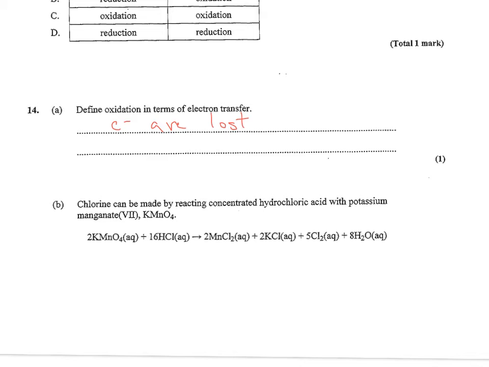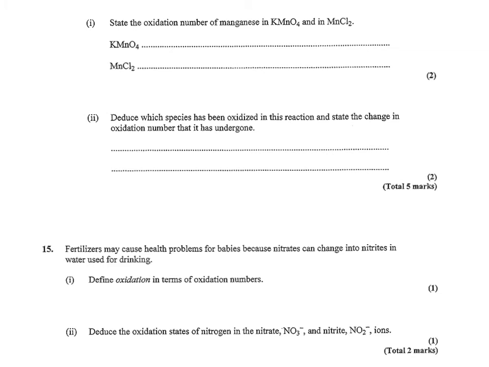And then it wants to know what's the oxidation number of manganese in KMnO4. So the oxygen is going to be -2, potassium is going to be +1, so that means the manganese would have to be a +7 to have that be neutral. Cl is going to be a -1, so manganese in this case will be a +2. And so number 2 says, deduce which species has been oxidized in this reaction and state the change in oxidation number that it has undergone.